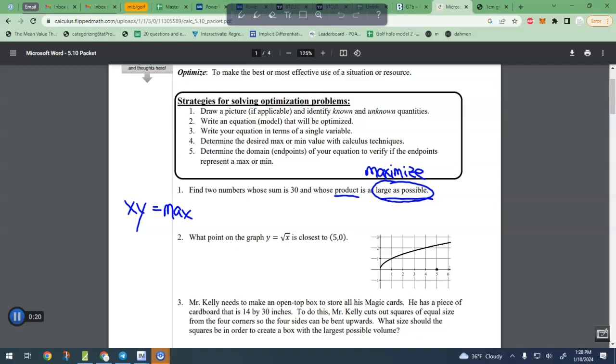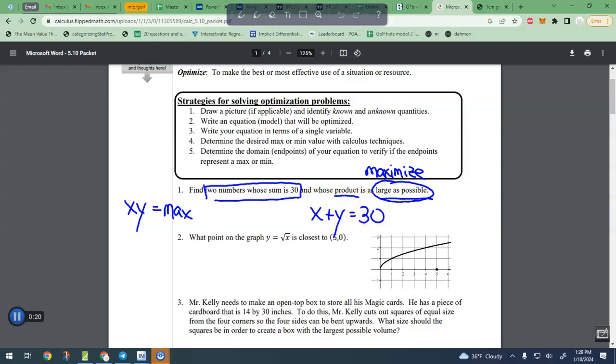The next step that we're going to get to tomorrow is you want to take the derivative of this. When we're taking the derivative of it, we only want one variable. Sometimes they set up right away with only one variable, and sometimes you have to do another equation and use that to substitute. So in this one, my other equation is the sum of the two numbers is 30. So what equation is that? x plus y equals 30.